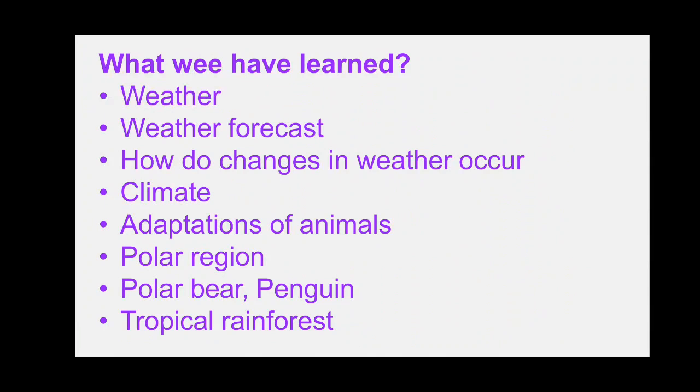Next, adaptations of animals. We have seen that animals have to adapt themselves based on the place where they live. It is known as adaptation. And we have seen about the two different regions, that is the polar region and the tropical region, and also the adaptations of animals that live in these regions.